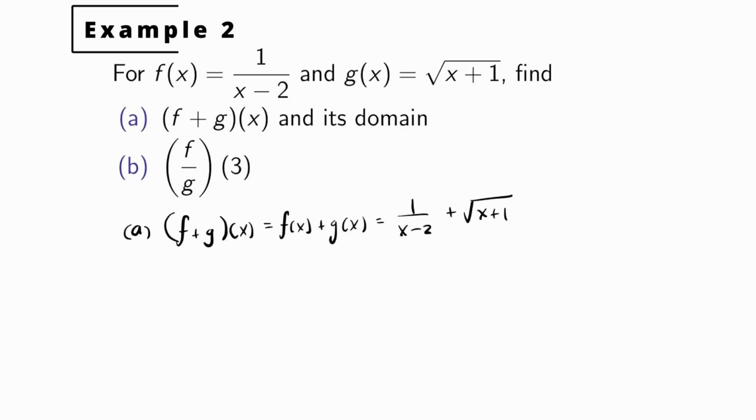For the domain, now we should look at the domain of each function individually. So the domain of f, x cannot be positive 2. If we plugged in 2, we'd have 1 over 0. We cannot divide by 0. So we must have x not equal to 2. So basically we could say all x not equal to 2.